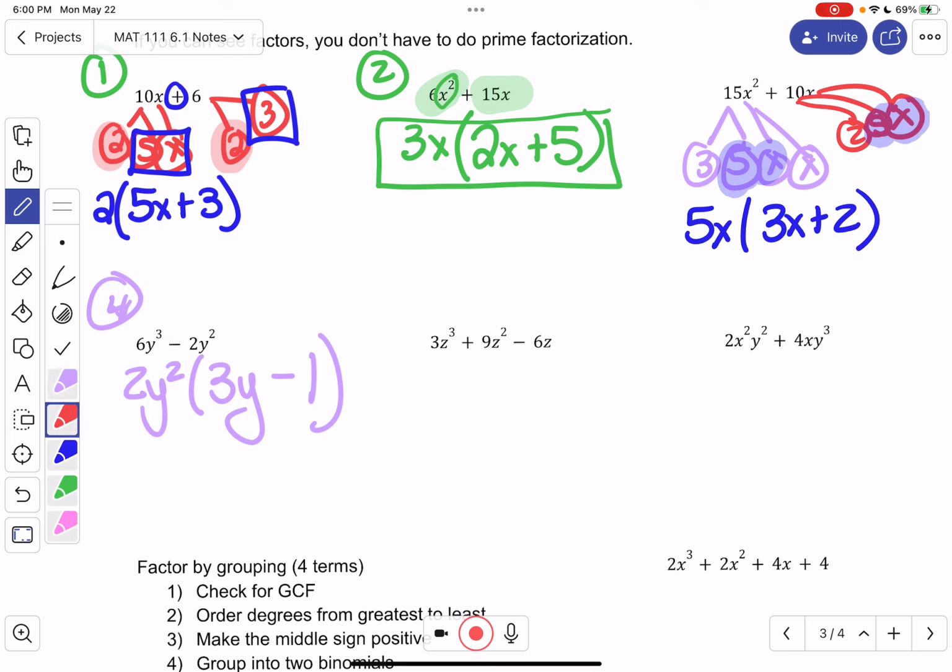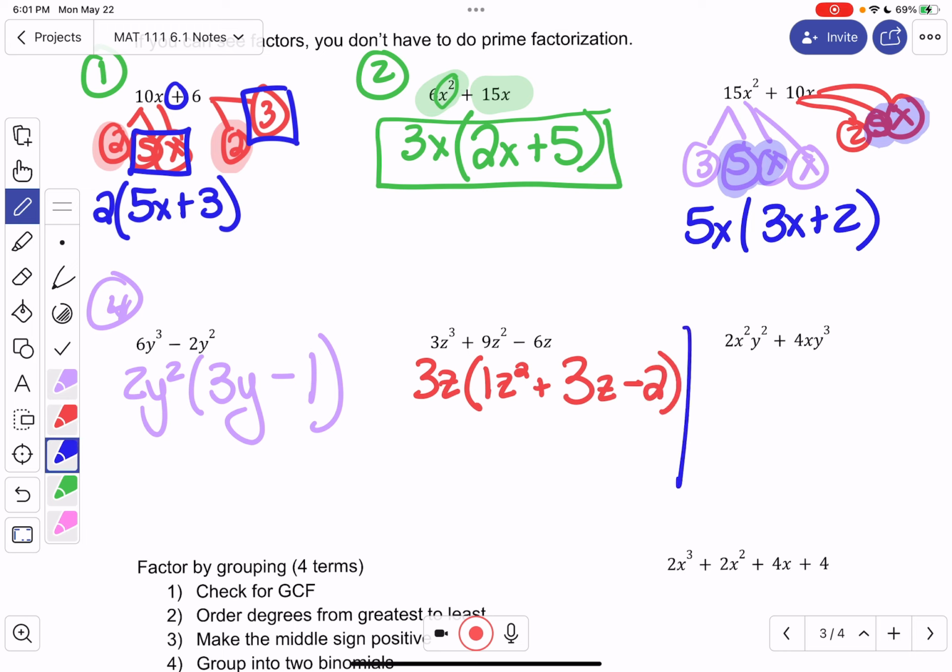This one, they're all divisible by 3 and they all have a z. 3 divided by 3 is 1. Z cubed, take 1 out, I have 2 left. 9 divided by 3 is 3. Z squared, take 1 out, I have 1 left. 6 divided by 3 is 2.